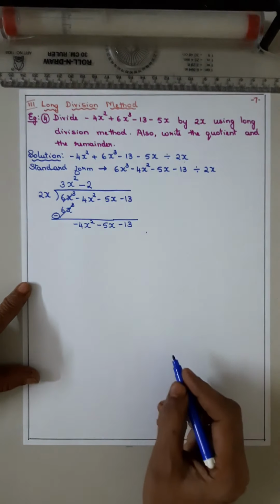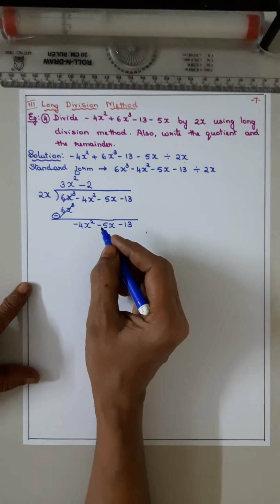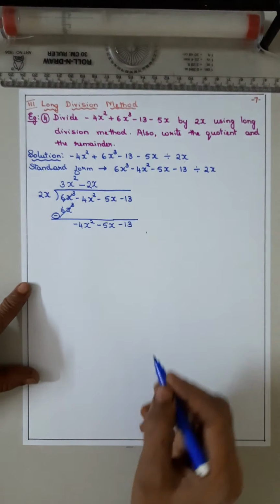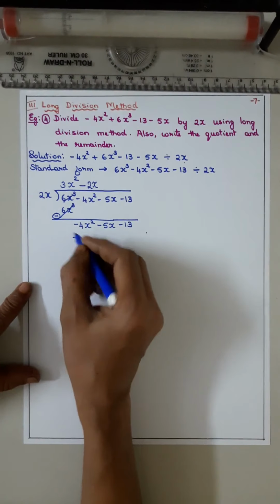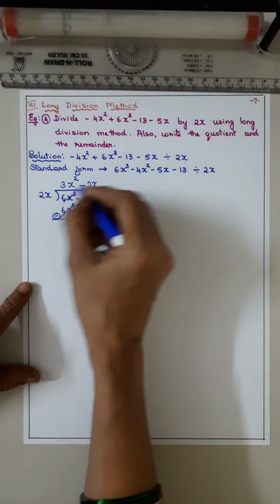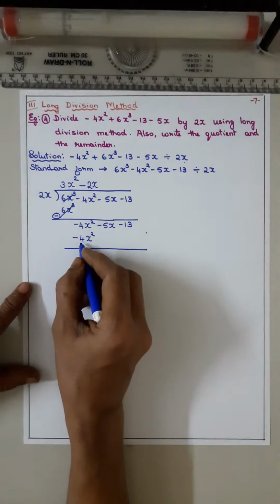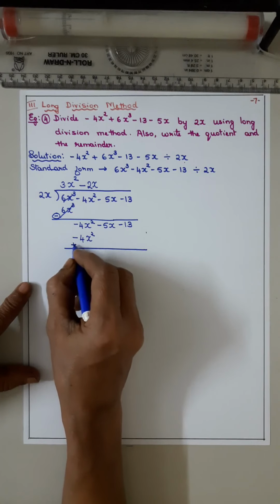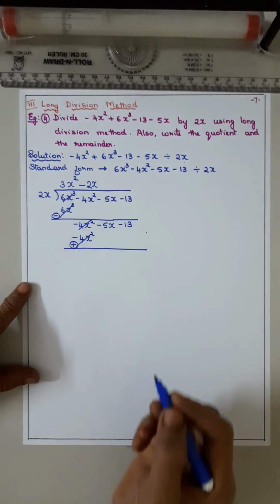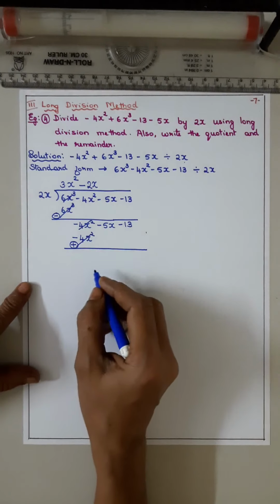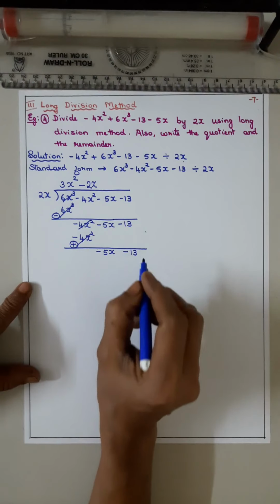2 times how much is 4? 2 twos are 4. Now x times how much is x squared? X into x is x squared, isn't it? So minus, 2 twos are 4, x into x, x squared. Now for the second one, you have to change the sign. Now minus and plus get cancelled. Now what is remaining is minus 5x minus 13.